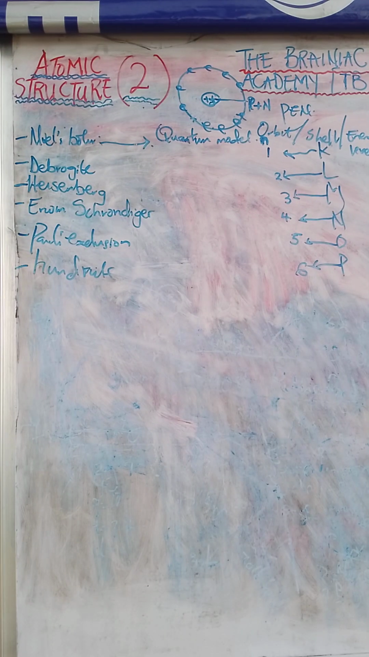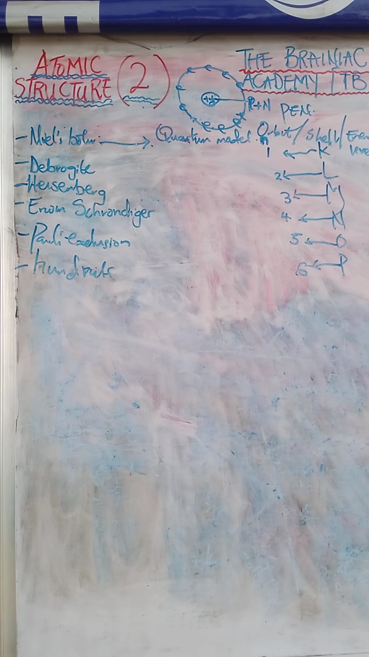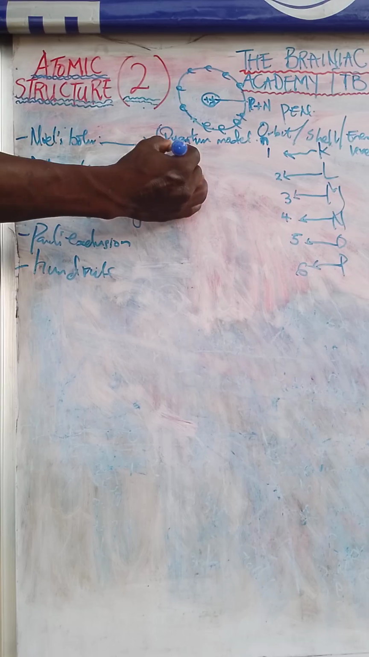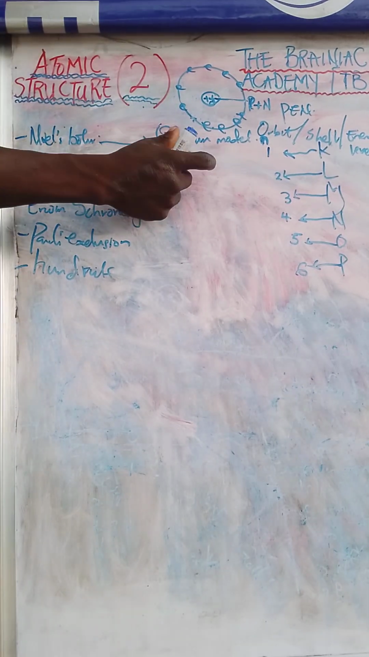So now we move to how these shells would have a maximum number of electrons. Neil made us understand that the maximum number of electrons in a shell is given by 2n squared. That is the formula for the maximum number of electrons that you can see in a given shell.